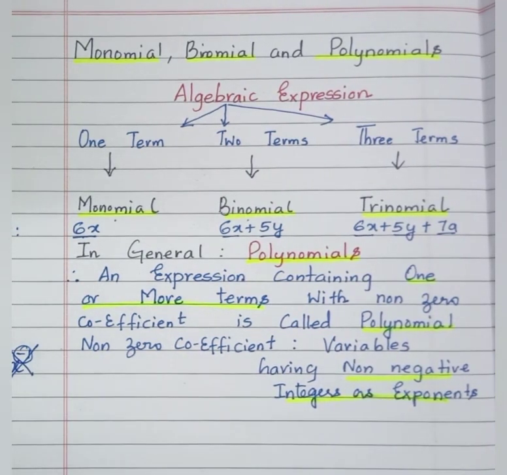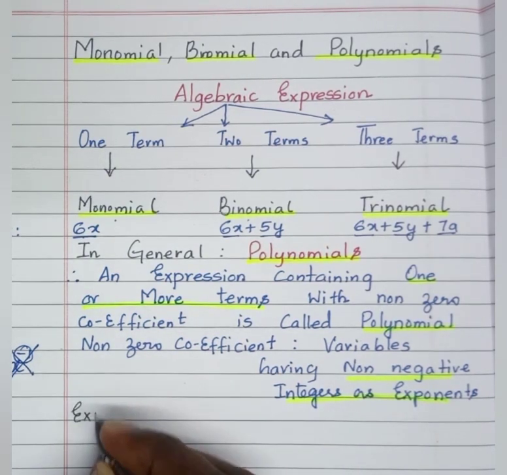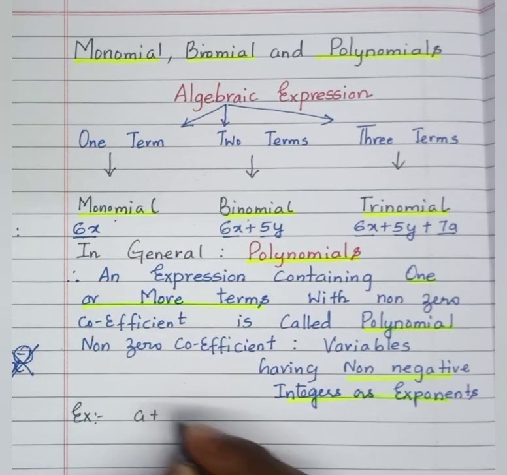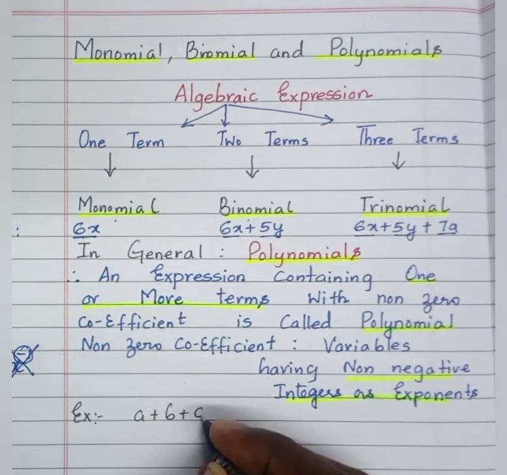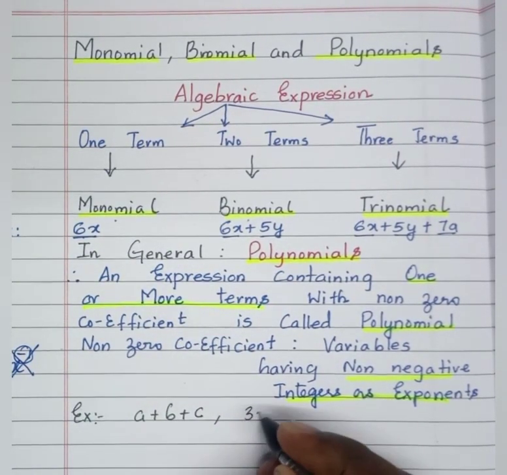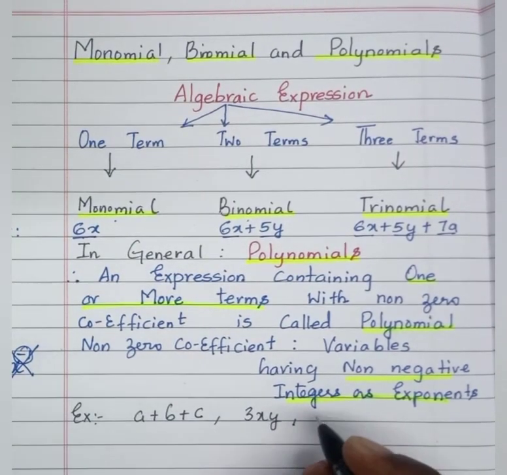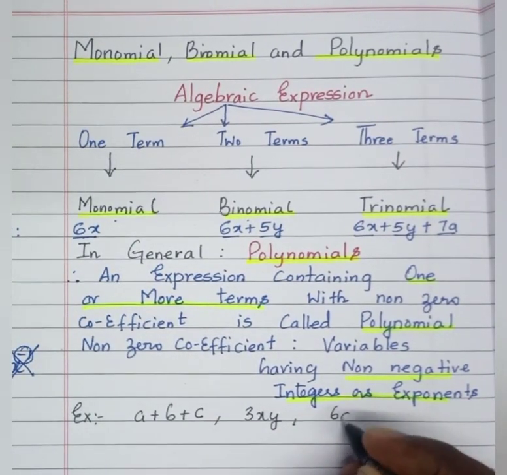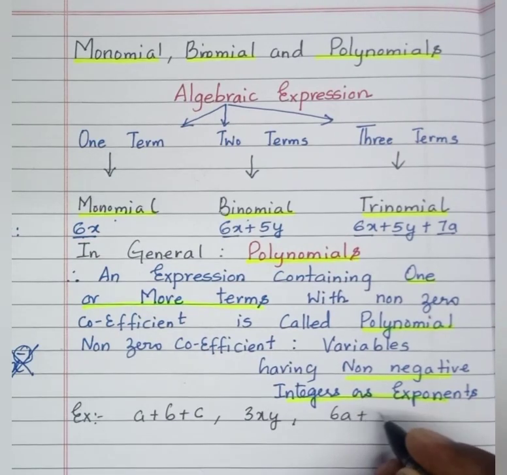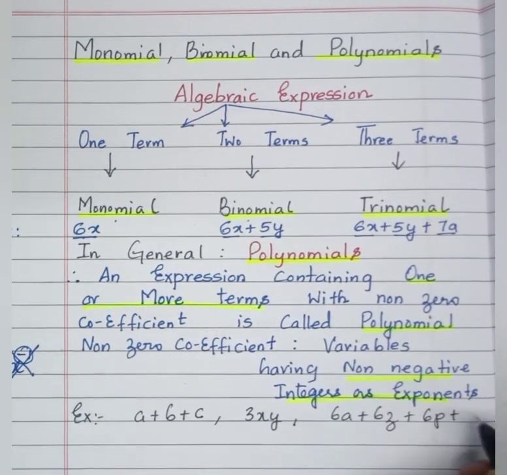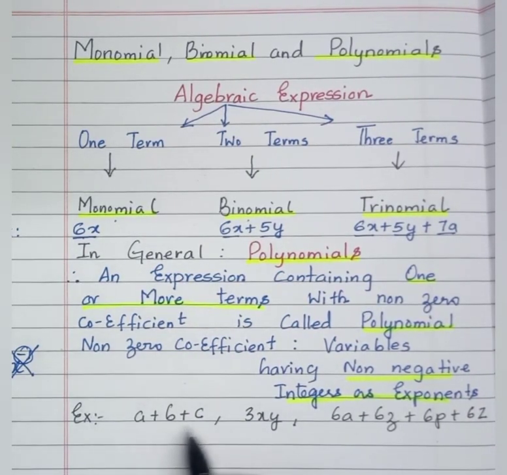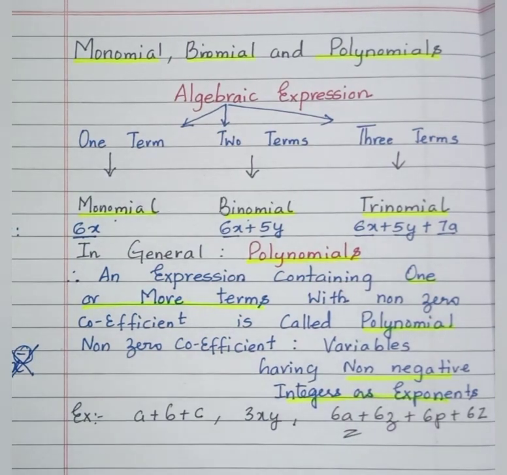Let me write a few examples for polynomials. Example: a plus b plus c. How many terms? 3 terms. 3x. How many terms? Single term. 6a plus 6z plus 6b. Again I'll write 6z. How many terms? It is 3 terms. 6z plus 6z becomes 12z. That is, we have 3 terms.